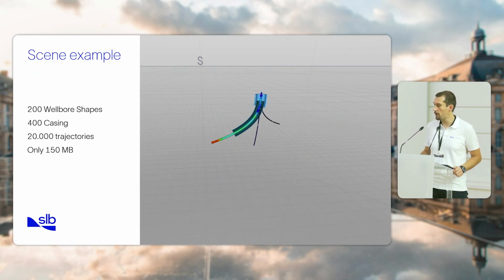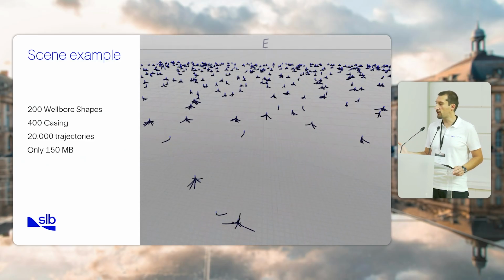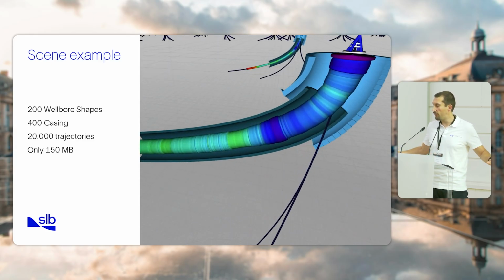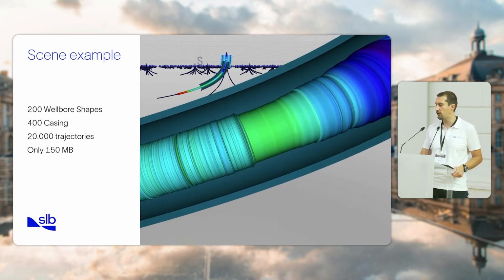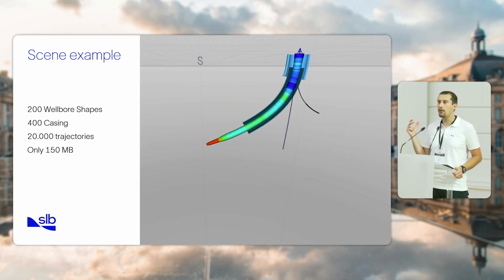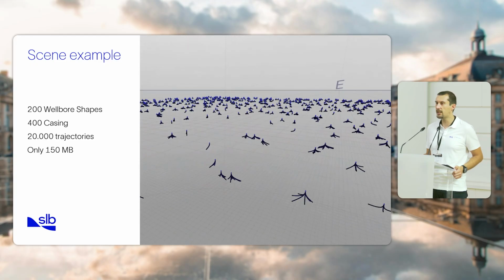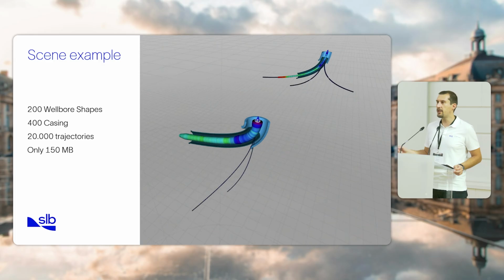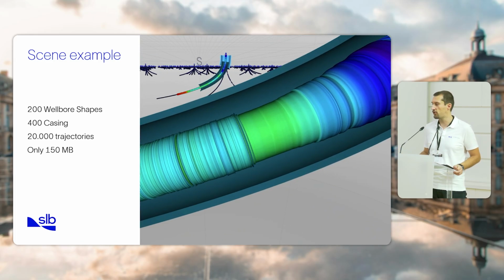So now, a video of what it gives in a real scene. This is synthetic data. Unfortunately, I cannot show you real data, but it looks more like this. We have a field with lots of trajectories. In this case, we have 20,000 trajectories, 400 casings, 200 wellbore shapes, everything resident on the GPU, with no startup time. We directly take the data and send it to the GPU. And we don't have to load and unload depending on the point of view, as it uses only 150 megabytes. We can put all the data in the GPU and then just navigate the scene.